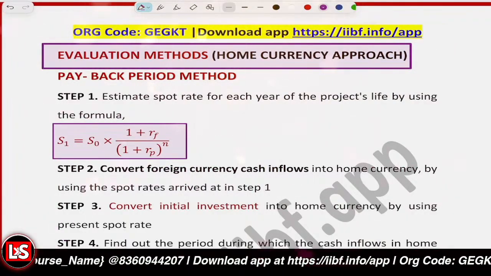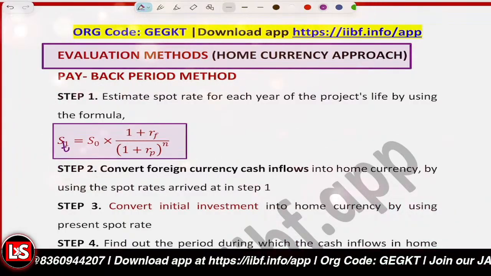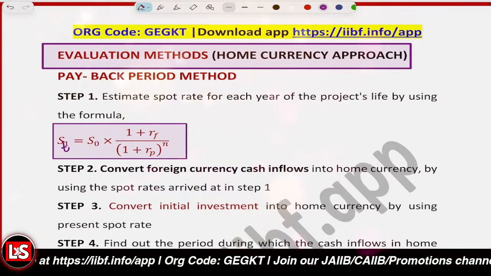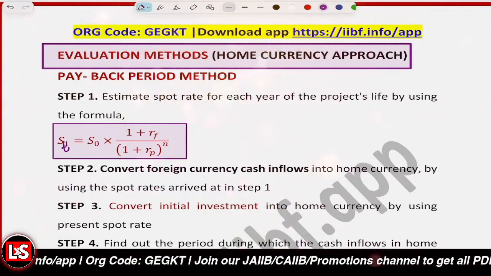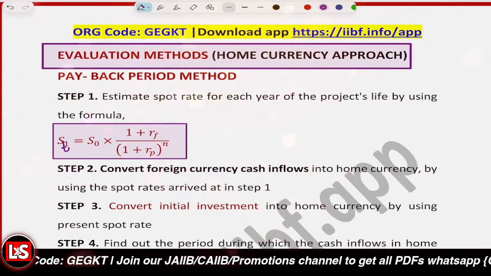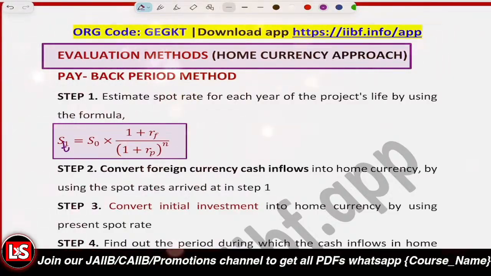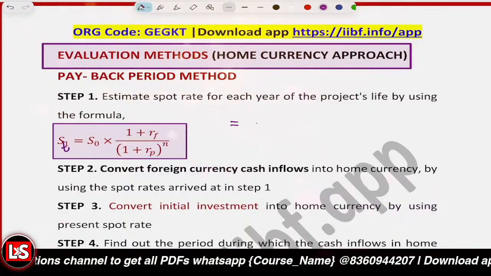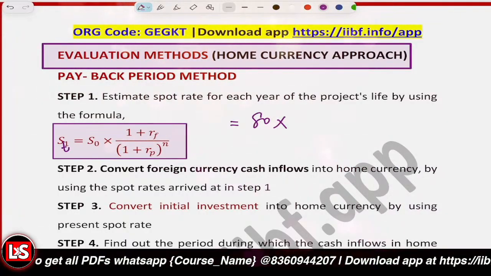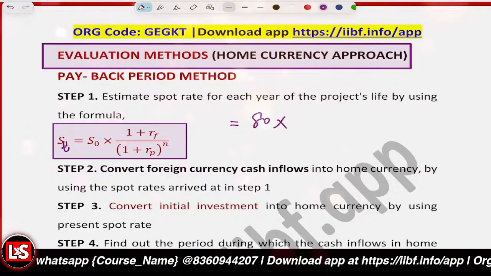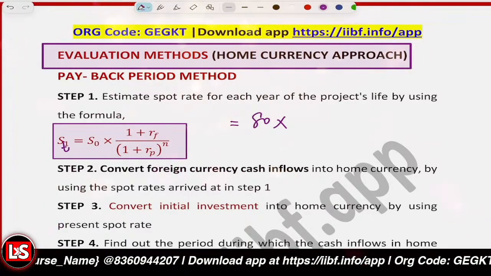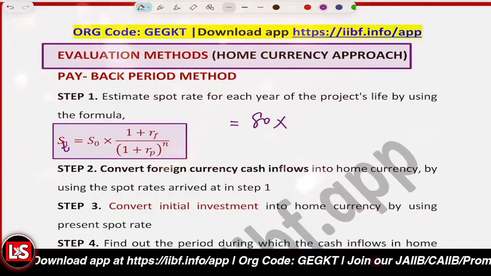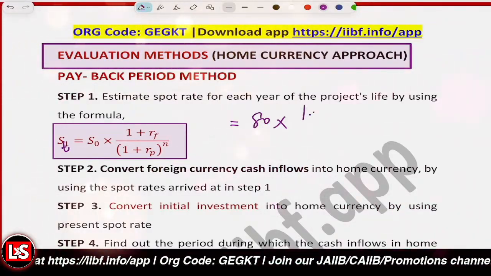That is ST is equal to S0 multiplied by (1 plus RF) divided by (1 plus RP) raised to power n. So ST is the expected future spot rate. Let's suppose we have to estimate the spot rate after 1 year. We will look at the current spot rate. It was 80 rupees as per the above question. And RF is the foreign inflation rate or the foreign interest rate, the risk-free rate. That is 1 plus RF. That was 4%, I guess. So that is 1.04.